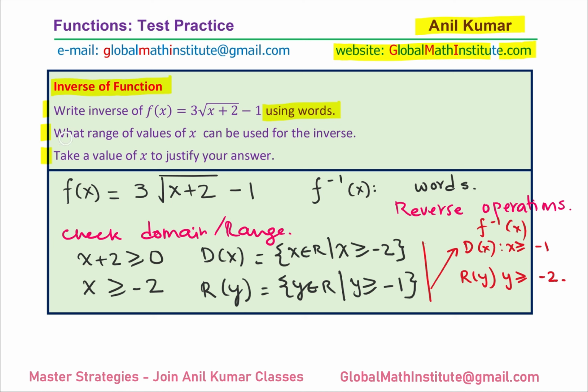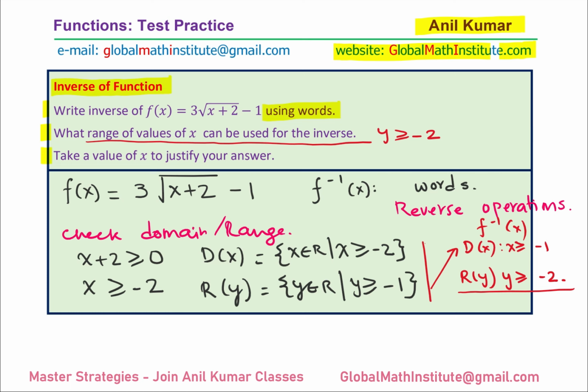Also in the question, we are saying what range of values of x can be used for the inverse. So we've in a way answered this particular question, which is what range of values of x can be used for inverse. So the range of values are y greater than or equal to minus 2. Is it clear? Then we have to take a value of x to justify our answer that we could take within our domain and range. Perfect. So I think now you have a good idea of what the question is. So take an attempt on this, and then we'll see how to solve it.